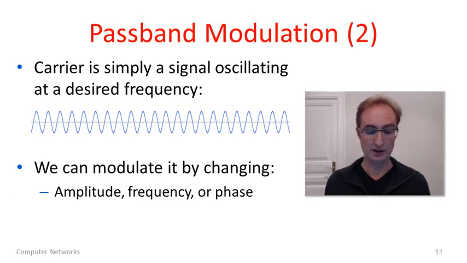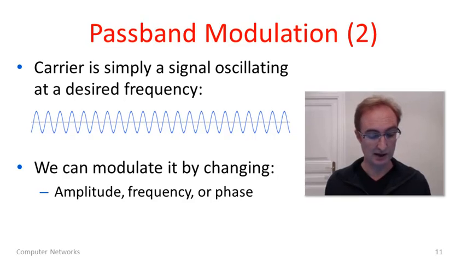Here we can work through an example. So first of all, let me show you, this is just the carrier. The carrier is just a signal which is oscillating here at some desired frequency. This could be around 2.4 gigahertz for 802.11, for instance. Now to modulate it, we can change it in several ways.